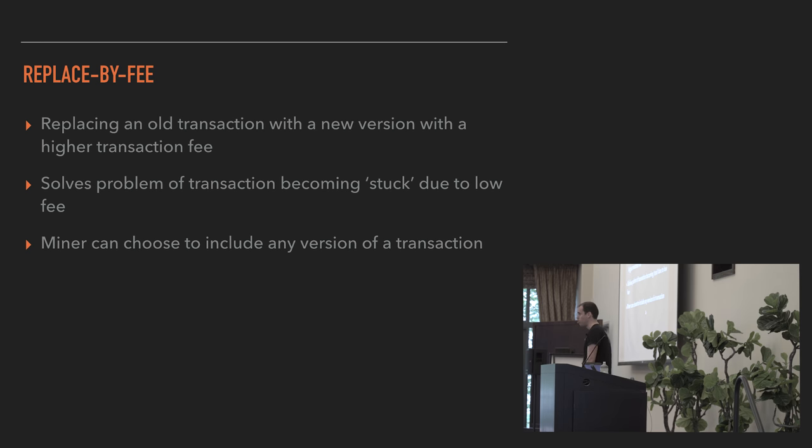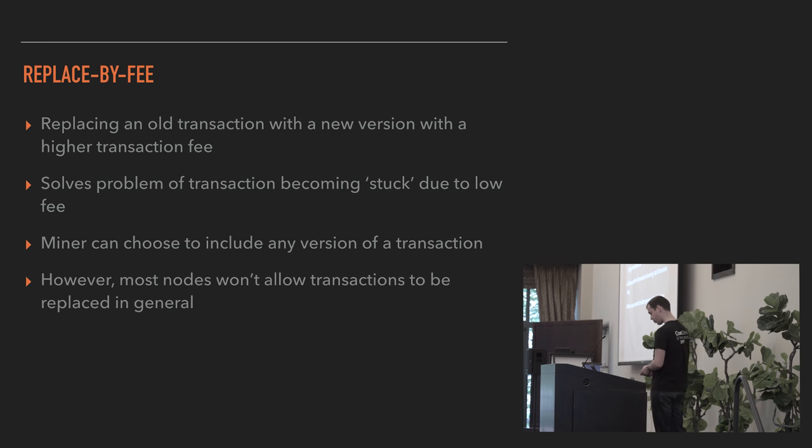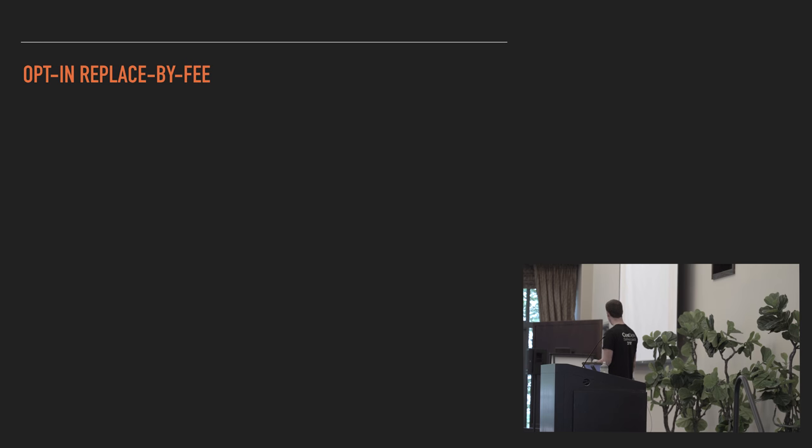Like I said earlier, a miner can choose to include any version of a transaction. The mempool is not consensus critical. The mempool is not canonical. A miner could choose which transaction they include. But like I said, most nodes won't allow transactions to be replaced in the mempool in general, right? That's kind of the general rule.